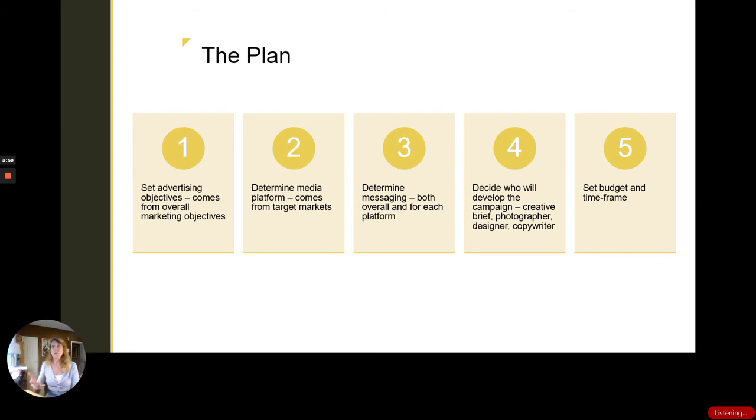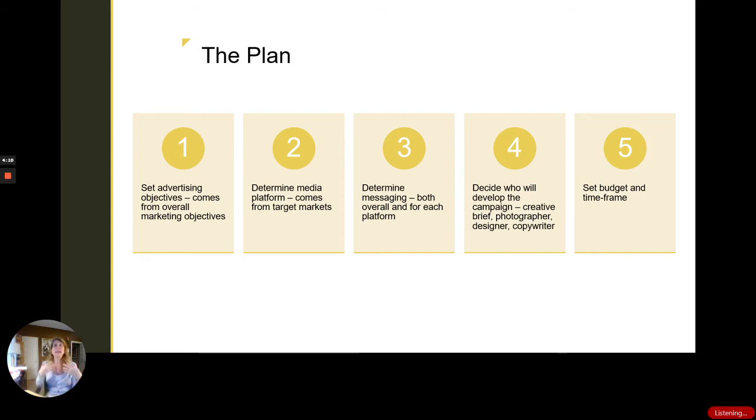Part of that has to do with the format. If you're going to do a static print ad, it needs to have a certain visual style and messaging. Whereas if you do a rich media graphic digital ad that moves, you may have a whole different approach. So that's what this is all about.